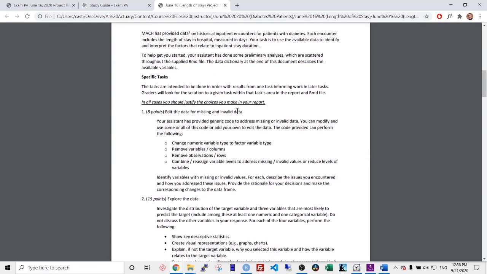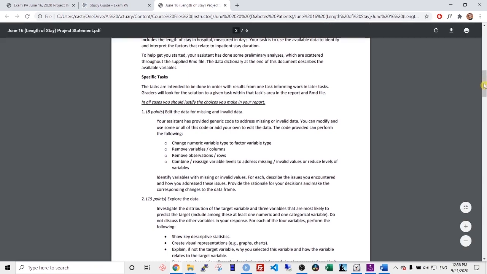MAC has provided data on historical inpatient encounters for patients with diabetes. Each encounter includes the length of stay in hospital measured in days. Your task is to use the available data to identify and interpret the factors that relate to inpatient stay duration. To help you get started, your assistant has done some preliminary analysis, which is scattered throughout the supplied R Markdown file. The data dictionary at the end of this document describes the available variables.